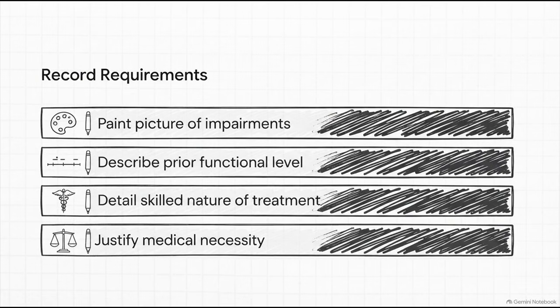You need to describe their prior functional level to establish a baseline and a prognosis. And crucially, your documentation must detail the skilled nature of the treatment provided and justify the medical necessity of the frequency and duration. You've got to prove, right there on paper, why an unqualified caretaker or the patient themselves couldn't just do this independently at home.